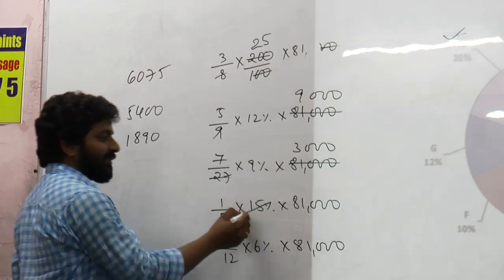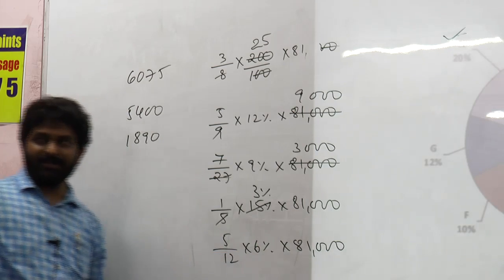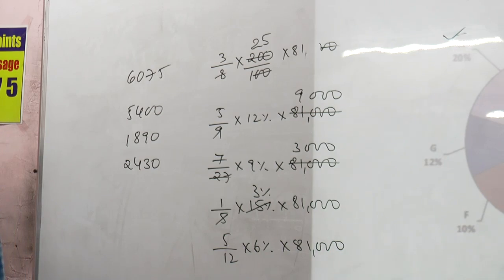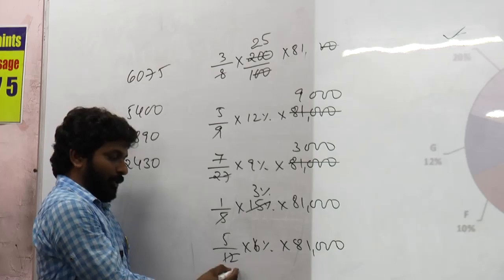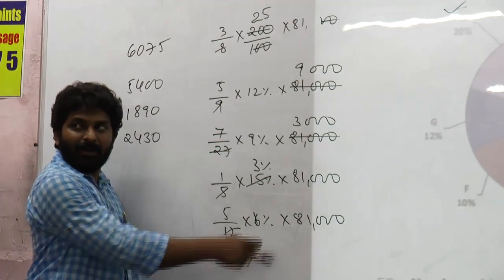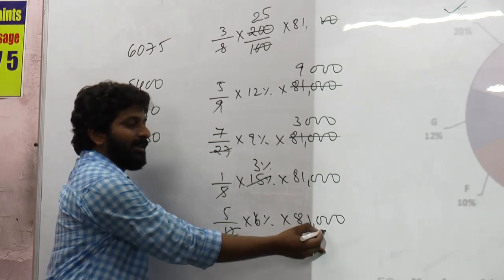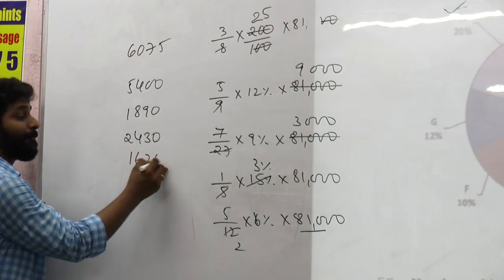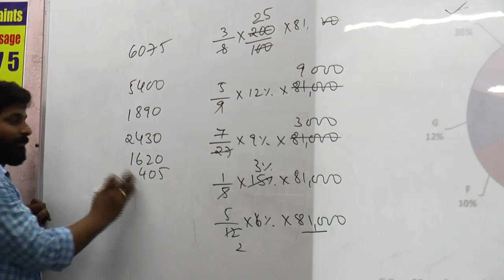And this is 3%, right? 1% is 810, 3% is 2430. Next, this is 2.5%. Total value 2.5%. 1% 810, 2% 1620, and 0.5% 405. Total 2025.